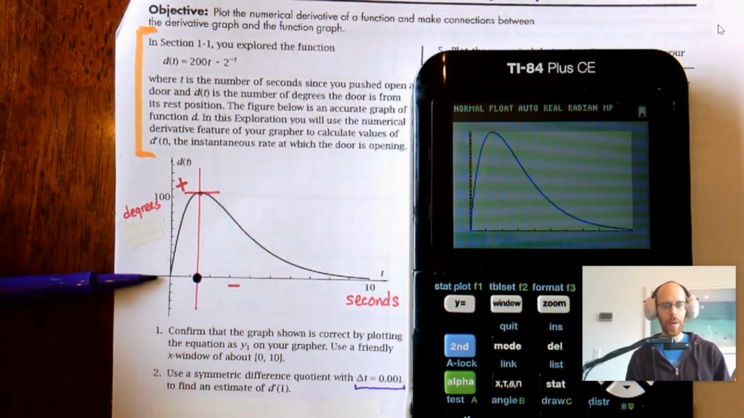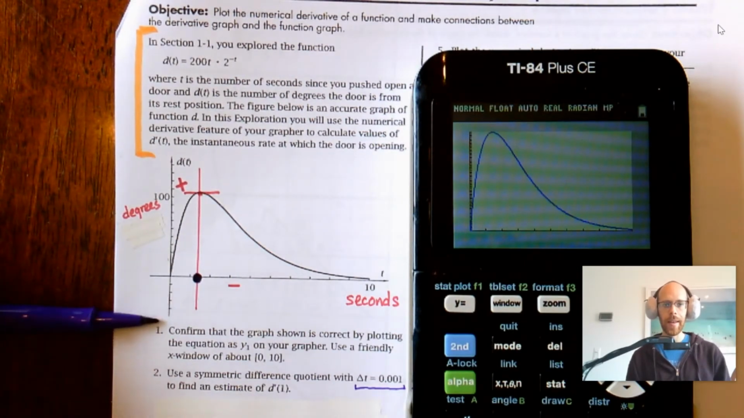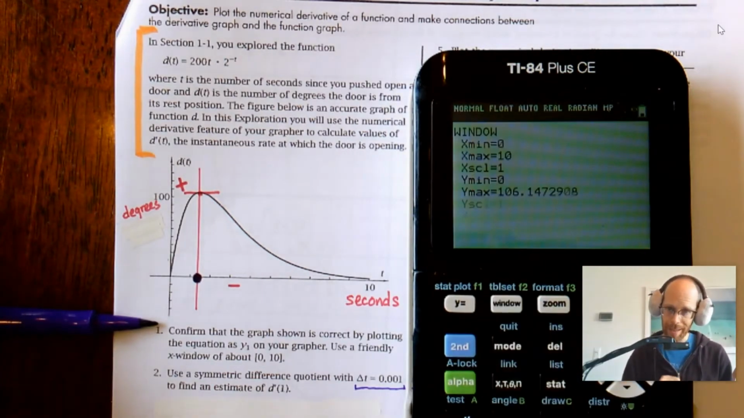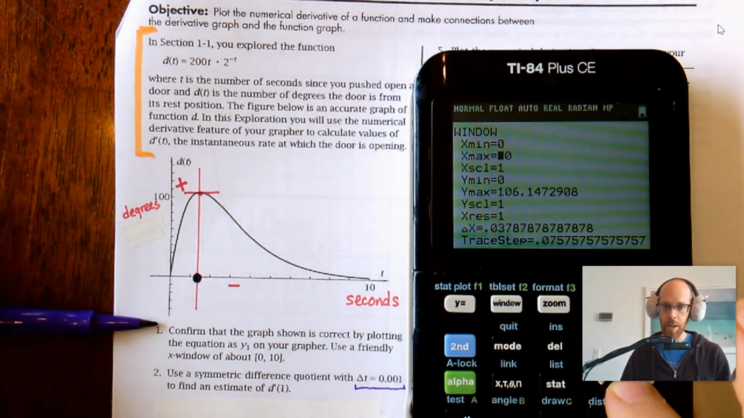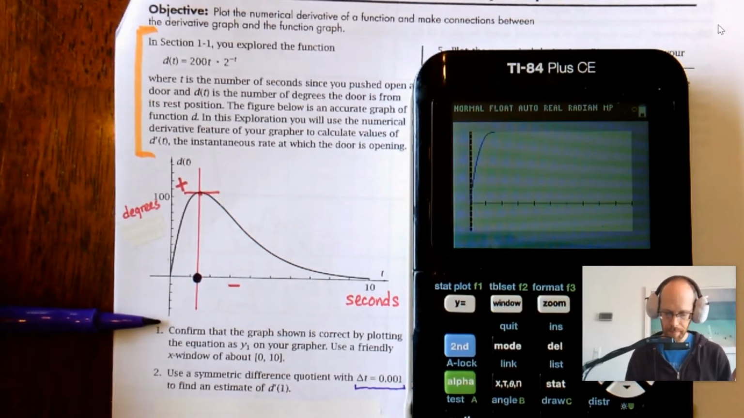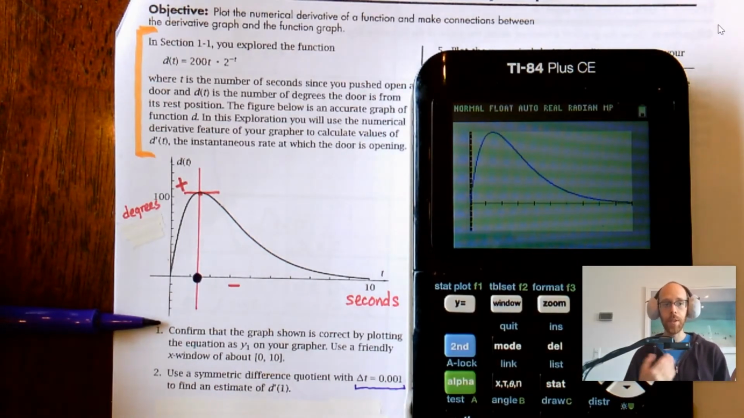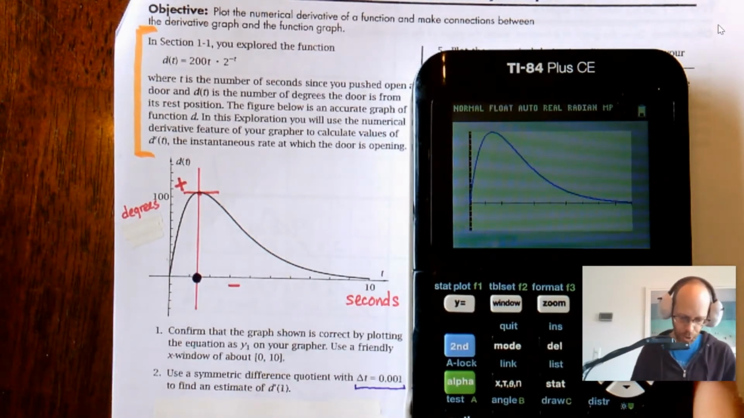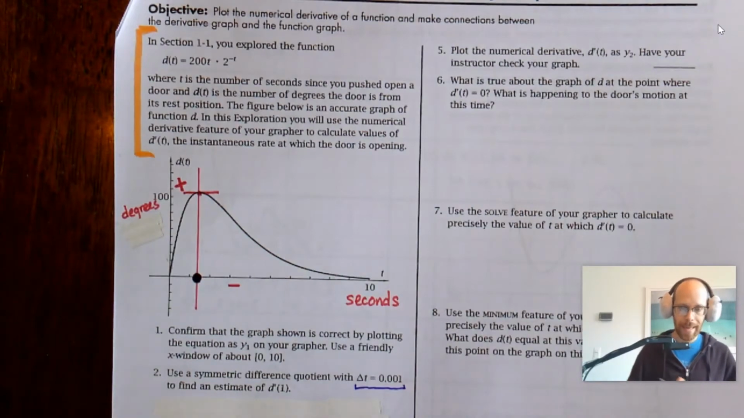It's not going to give you any of this negative area down here, but it would be useful if you could see that. So let's go back to Window, and let's change the minimum y value down to -40. That should get you what you want, and then hit graph one more time. All right. So there's your graph.